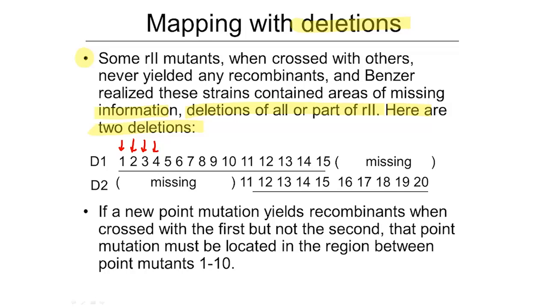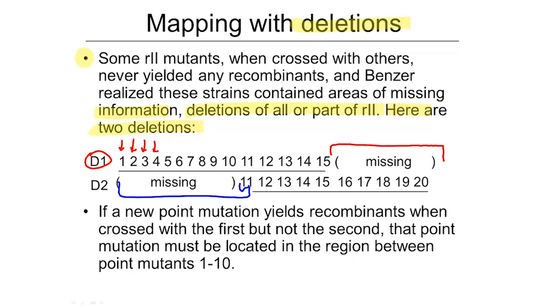So deletion 1 here, it's missing everything after 15. 16 to 20 are just gone. And this one over here is missing 1 through 10 there, right? Now, this is why these are important.